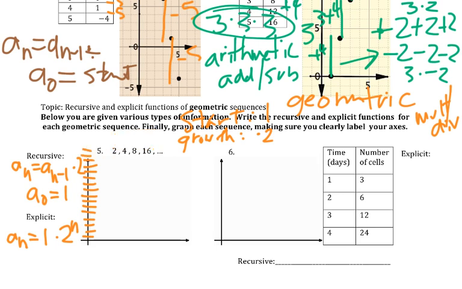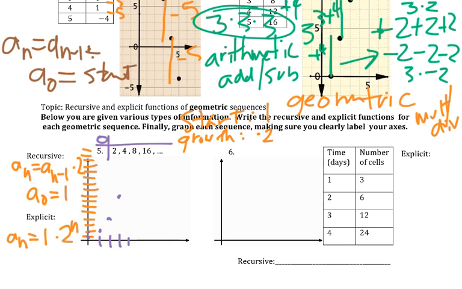okay, so there's 16. I'll do it in purple. So 0 would be 1. At 1 we go up to 2. At 3 we go up to 4. At 4 we go up to 8. And then at 5 we'd go up to, or no, at 4. Wow, I'm totally off, huh?